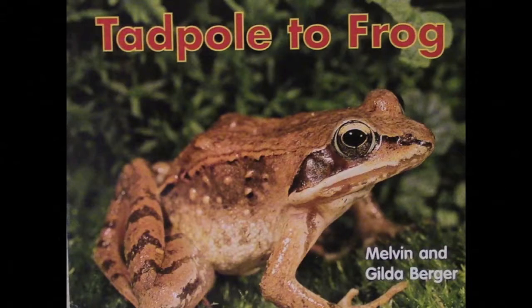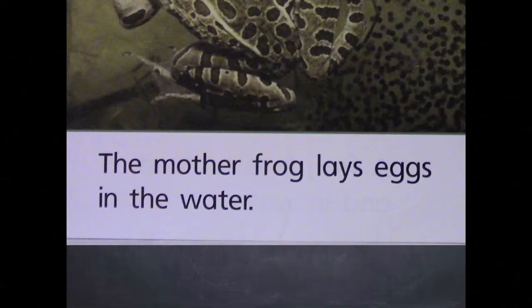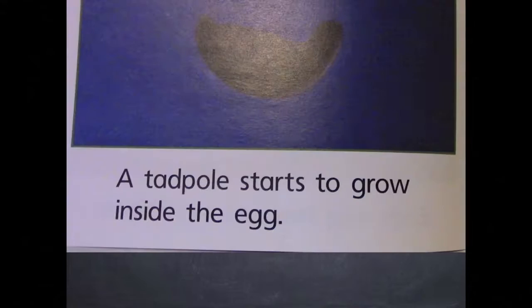Now, there's a great little picture book from Scholastic that traces the life cycle of frogs. It's entitled Tadpole to Frog by Melvin and Gilda Berger. It begins where the chart did. Remember all those eggs I found? Well, by the way, there were hundreds of them. The book informs us that the mother frog lays eggs in the water.